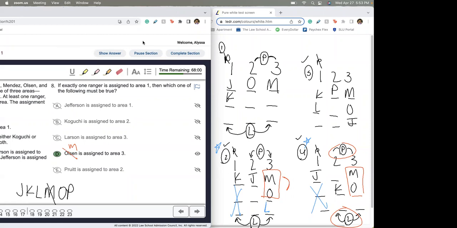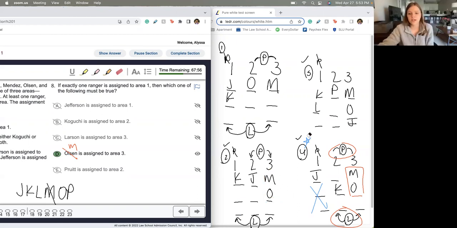Okay, that makes sense. I got it. So this is really where diagrams come in and can be huge time savers, actually, because it takes me 5 seconds to find the answer choice. I pick it, I move on.